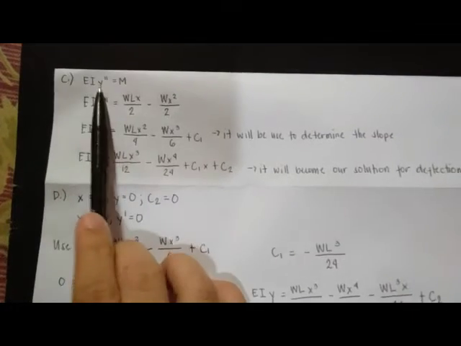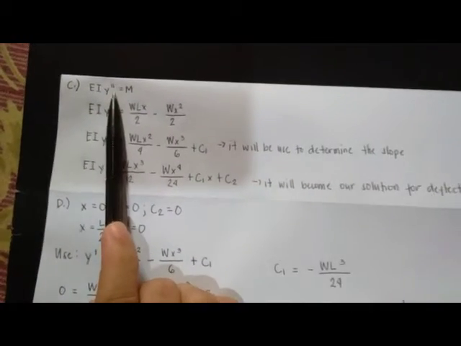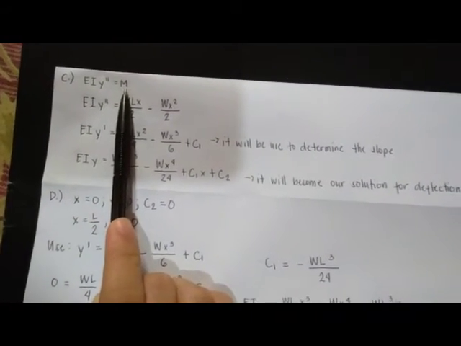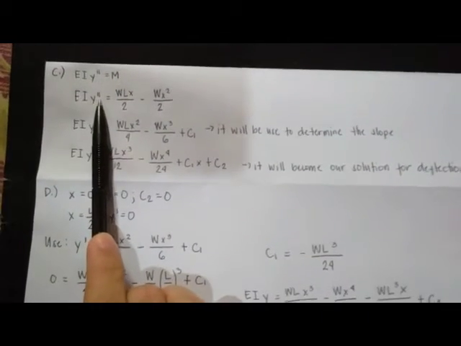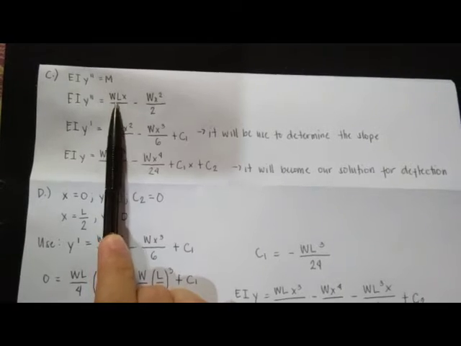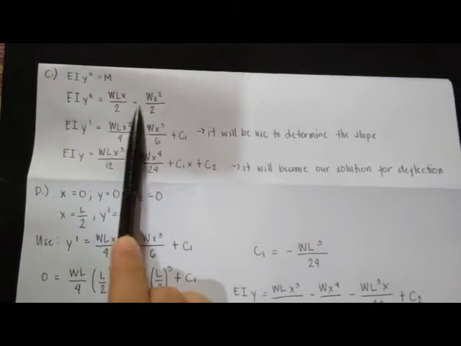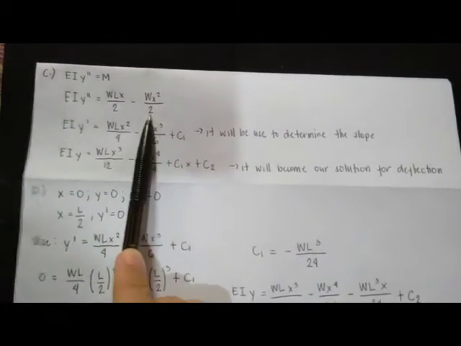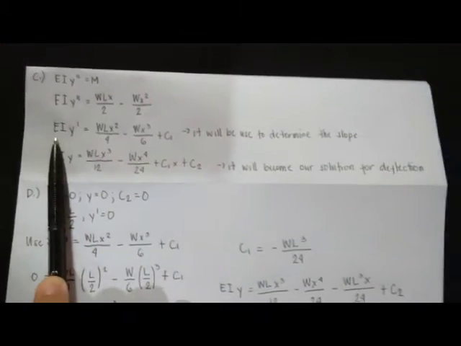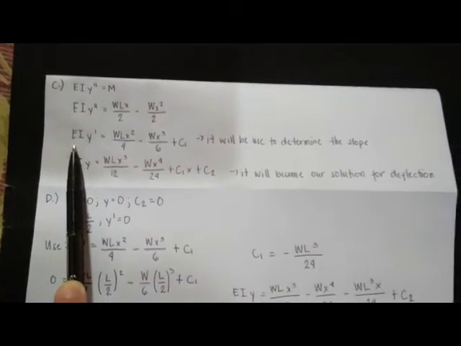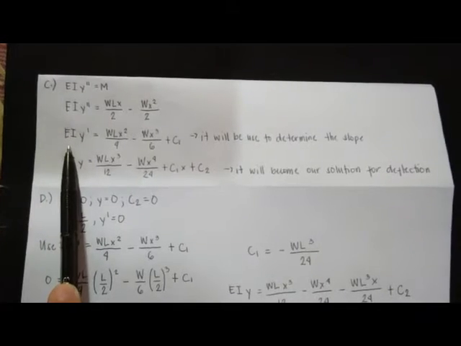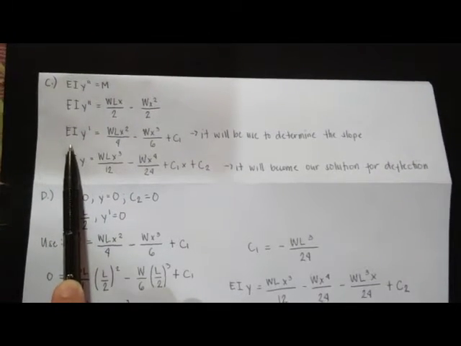So, EI y prime is equals to moment. Then it will become EI y prime is equals to WLX over 2 minus WX squared over 2. Then next, pero para makuha natin ang formula to compute deflection, kailangan muna natin i-integrate ang formula.